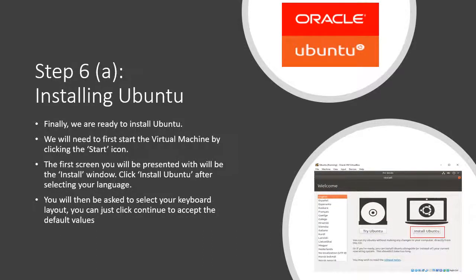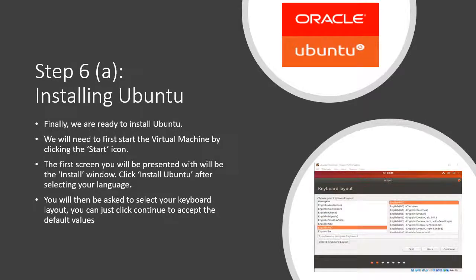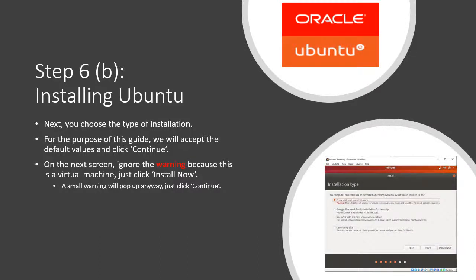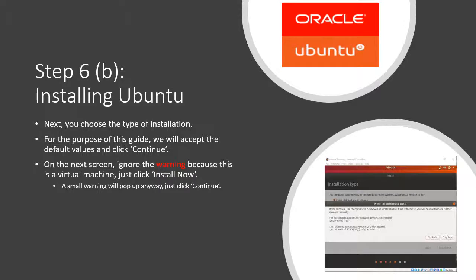Our first screen should ask us if we want to just try Ubuntu or if we'd like to install it. Clearly, we want to install. We're then asked for our language, so go ahead and pick your choice and click Continue. We are then asked for the installation type. Here we can choose to encrypt it or just accept the default values. For convenience, just accept the default values and hit Continue. Ignore the warning message that pops up and just click Continue again.